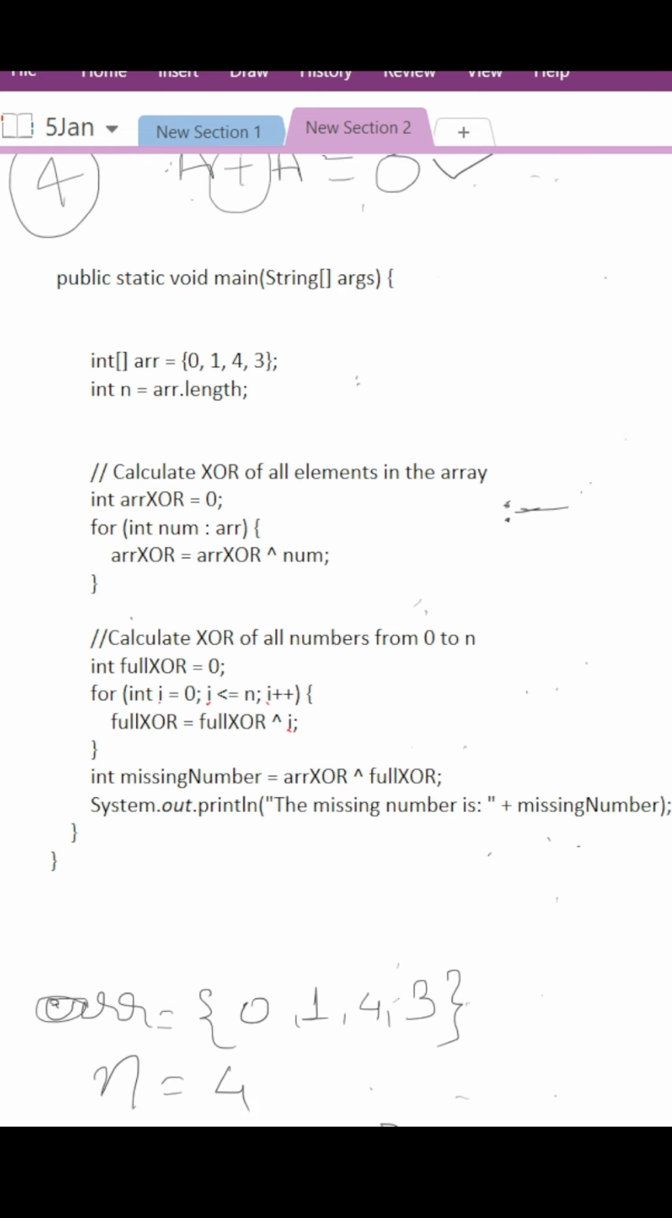This is the algorithm to find the missing number from a given array. In the first step, we are calculating the XOR of all the elements in the array. This is our second step. We are calculating the XOR of all the numbers from 0 to n. And in the third step, we are XORing both the things together.